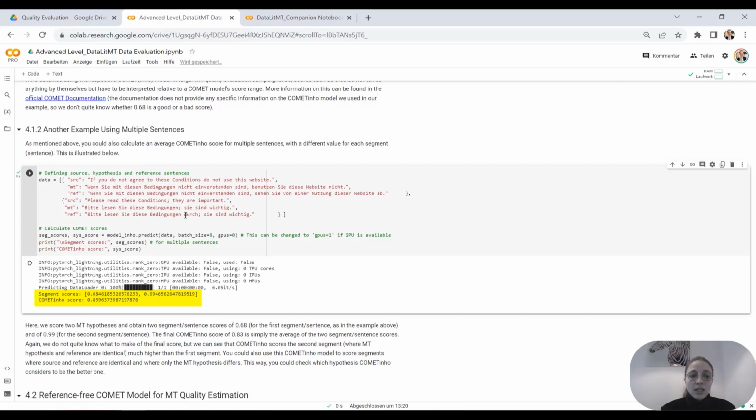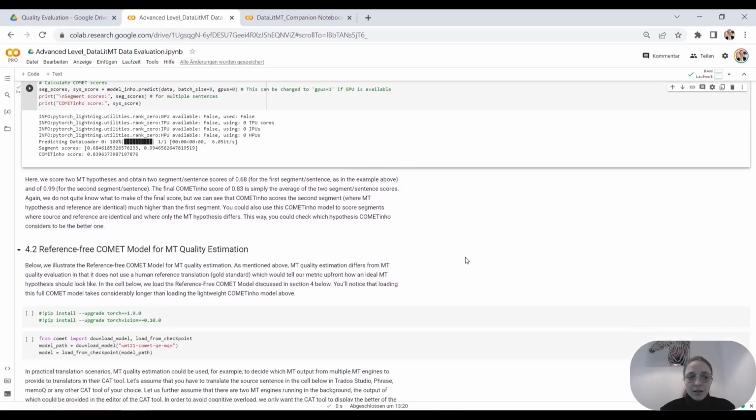So we can see, okay, this one gets a relatively high score because the sentences are very similar. It seems that this is the better score that we would get here. And the average score for COMET that we get for both sentences is 0.83 or 0.84. So it's a bit higher than the score we received above. And that is how you can calculate COMET scores also for multiple sentences, and then compare the meaning of the scores.